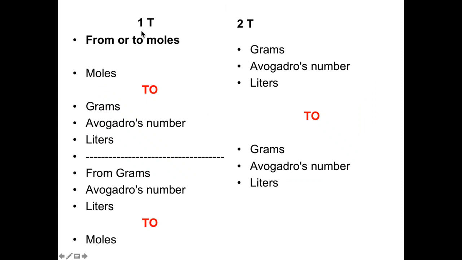This chart here just kind of summarizes what goes on. So to do a 1T, again, it's from or to moles. So it's moles to grams, Avogadro's number, or liters. Or it's from grams, Avogadro's number, and liters to moles. 2T charts will always be grams, Avogadro's number, and liters to grams, Avogadro's number, and liters. So it's always good to kind of separate, because you know going in what kind of T-chart you need. It makes it much easier for you to solve these mole problems.